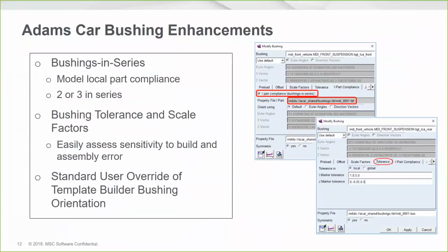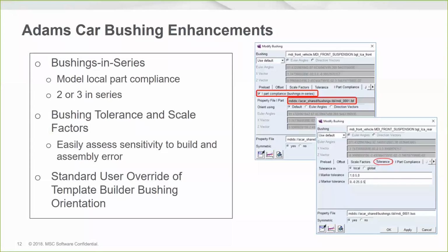The Adams Car bushing has a few enhancements. We have a bushings in series option. That lets us model local part compliance, which essentially accomplishes a modeling trick a lot of folks have done for a while. It lets us model local part compliance by putting 2 or 3 bushings in series. So it's sort of a quick and dirty way to get a little localized compliance.